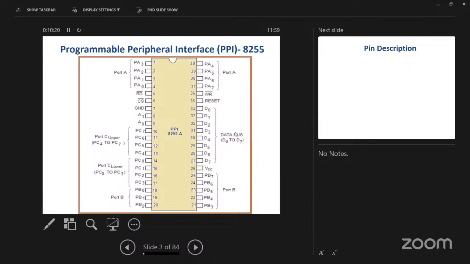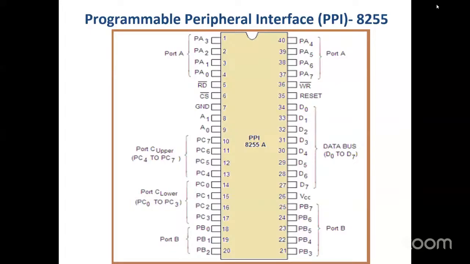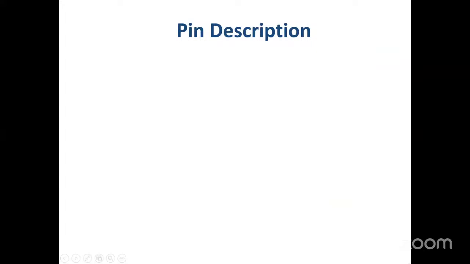8255 PPI, the programmable peripheral interface device. If that is disabled, our processor does not recognize that 8255. So any external 8255 will not be considered by the microprocessor. That's why whenever you are using the external device, first the 8255 should be enabled. The chip should be active by applying chip select equal to 0.